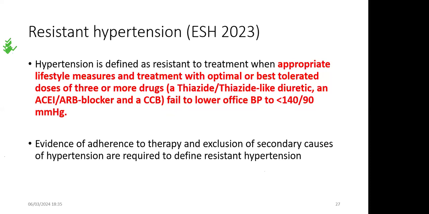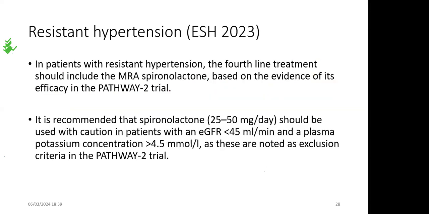So remember, we have to make sure there is evidence that the patient was adherent to their medication. Before we start rushing into conclusion and saying the patient has resistant hypertension, we have to make sure the patient was adherent to their antihypertensive treatment. Then we also have to exclude secondary causes of hypertension. That means we have to make use of our cardiologist very much. He should be able to rule out any other secondary cause of hypertension in this patient for us to conclusively say this patient has resistant hypertension.